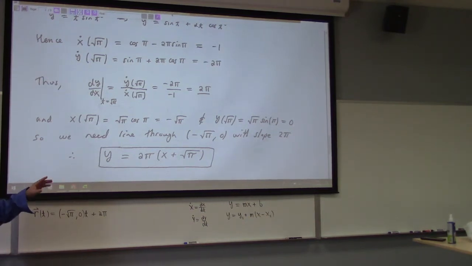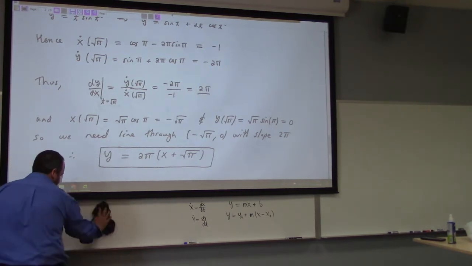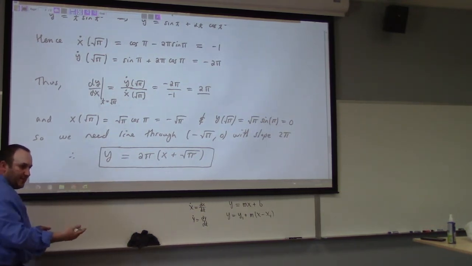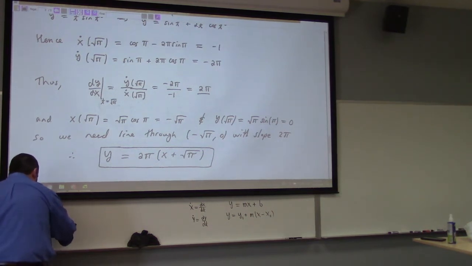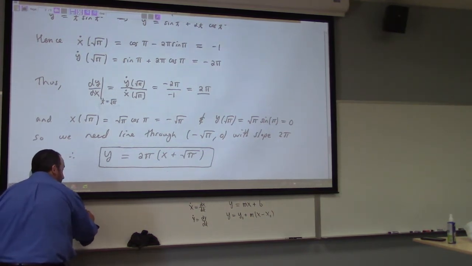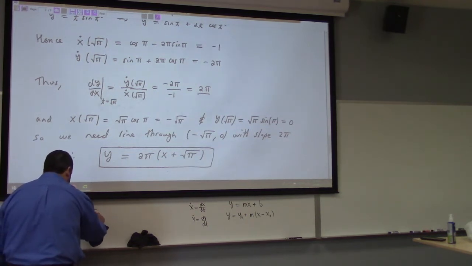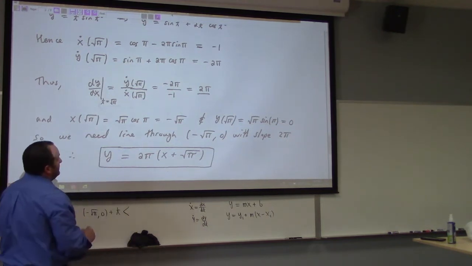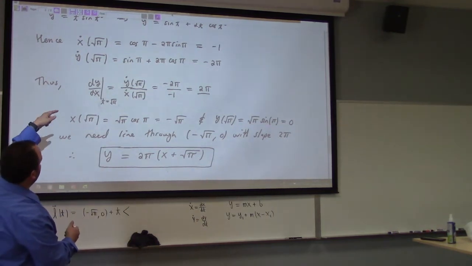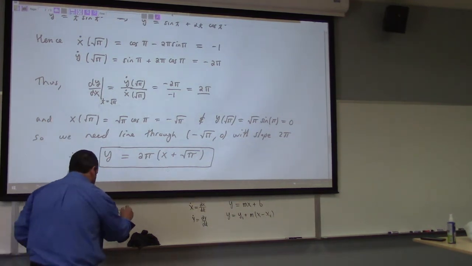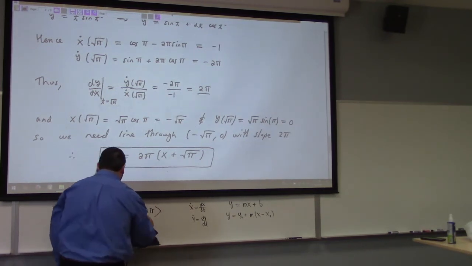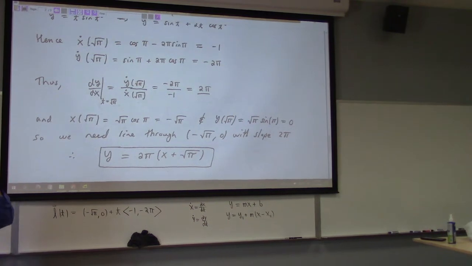Now, if I wanted to write the parameterization for the tangent line, what would I do? On the one hand, this is the equation for the tangent line. If I wanted to parameterize the tangent line, I could do this. Say L of t equals the point of tangency, which was what? Minus root pi, 0. And then plus t times the tangent vector. The tangent vector here would just be x dot of root pi, y dot of root pi, which would be minus 1, minus 2 pi, rather. Did I get that right? Yeah. So that would be a parameterization for the tangent line.